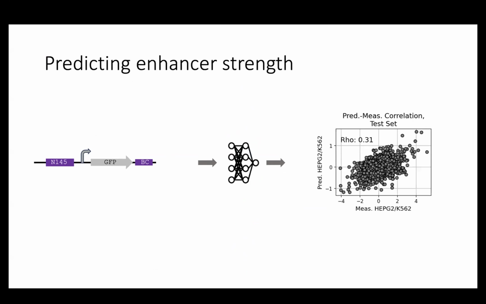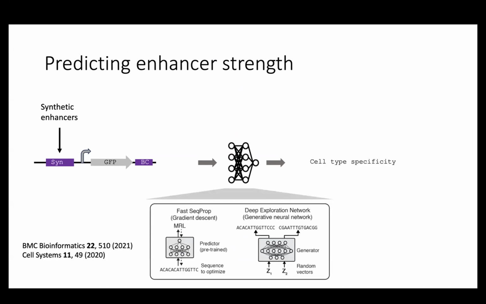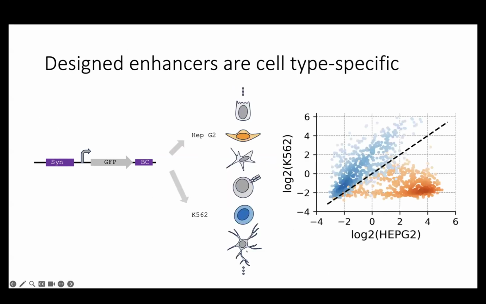So Chris essentially took these existing data and trained a model. The model isn't that great, you can see here, but it's as good as it's going to get because that's similar to the interreplicate correlation. He then combined this model again with the same sequence design algorithms that I've introduced earlier, like the gradient descent method and the generative neural network method, and designed sequences that target one or the other of these two cell types.